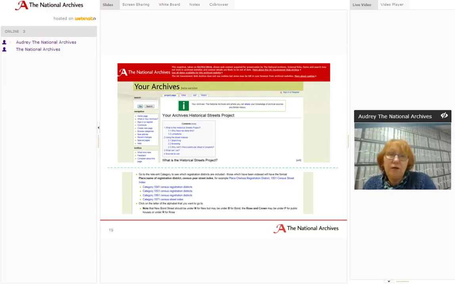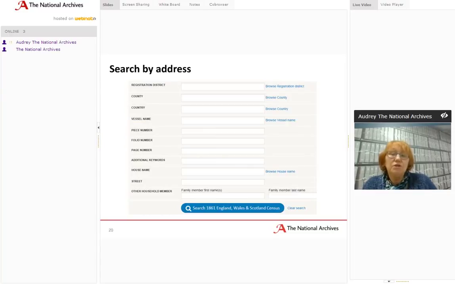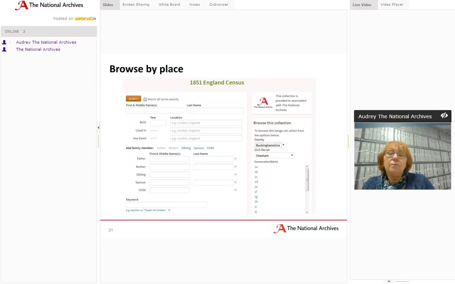There isn't one for every town for every year. It's mainly for larger towns and villages. You can search by census reference and by address. Now, it is possible to search by address for some census years. You can certainly do this on every census year on Find My Past, and you can do it in some census years on Ancestry.